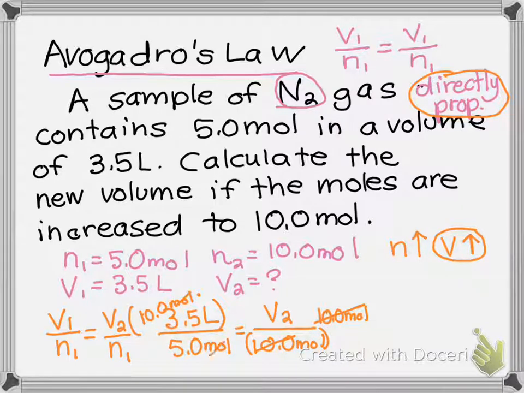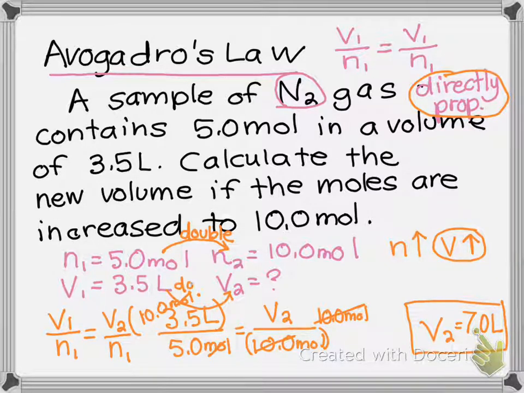So the moles cancel. And our new volume equals, I just get 7, but I know I have to have 2 significant figures. My calculator never gives me the 0. So it's 7.0 liters is the new volume when you change that. Now look at this. You doubled the number of moles, and look what happened to the volume. 3.5 times 2, you doubled the volume. So you could have even looked at that and said, well, since you doubled the moles, I'm going to double the volume, and just said 3.5 times 2 and gotten the answer. So that's kind of a shortcut.